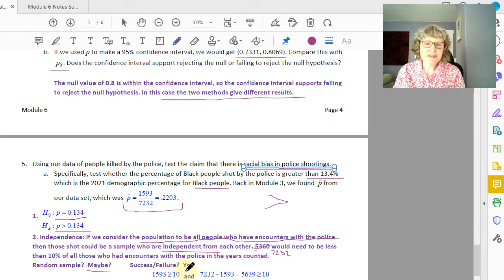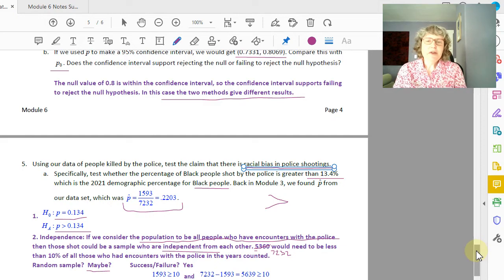We can still do the success failure condition, and that is the number of successes. So when we have the numerator, that turns out to be n times p. You could still do 0.2203 times 77,232, but you'll get back to 1,593. And then the complement of that, the rest of the people, is also greater than 10.